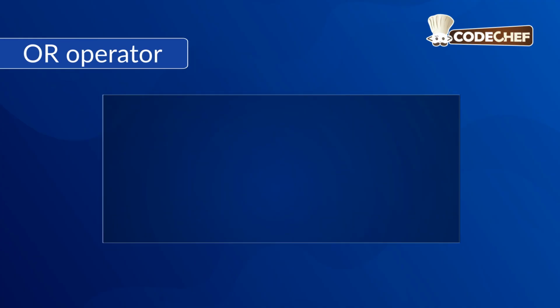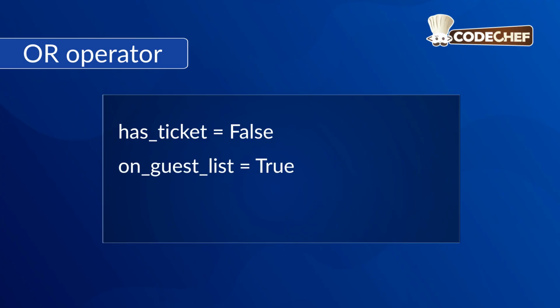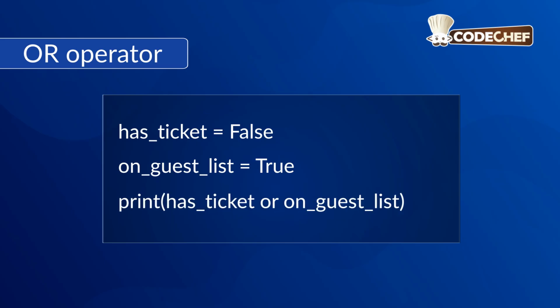Next, let's look at the OR operator. We create a variable hasTicket and assign it false. The user doesn't have a ticket. Then we set onGuestList to true. They're invited. Now, Python checks the OR condition using print, hasTicket or onGuestList. OR only needs one side to be true. And since one is, the result is true.